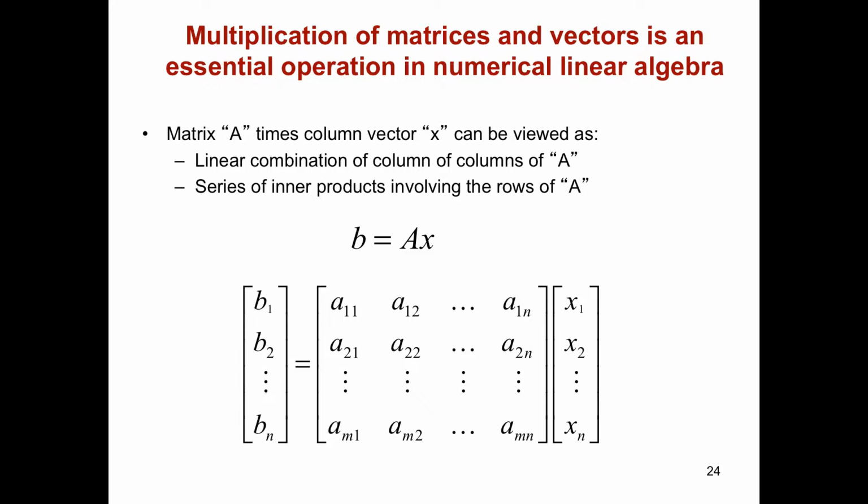Because when I go and multiply, my B1 will be A11x1 plus A12x2 plus all the way down to A1n xn. And that's essentially taking a scalar product of this row and this column. And I will just go through all of the rows and assemble my B. So there's actually this format.